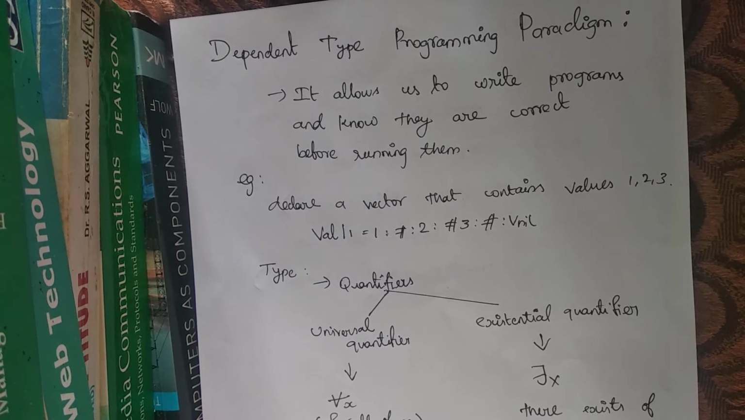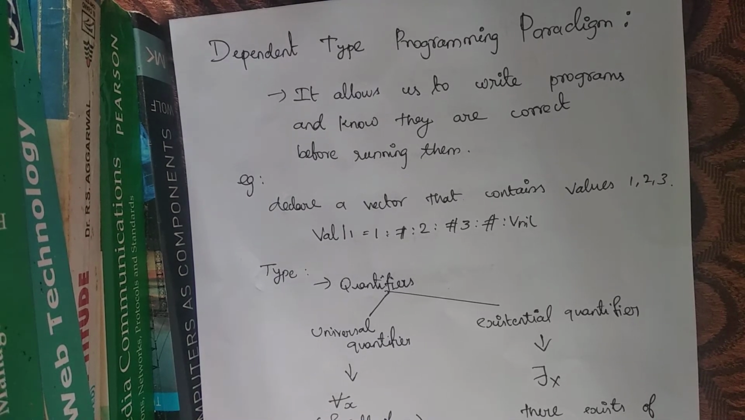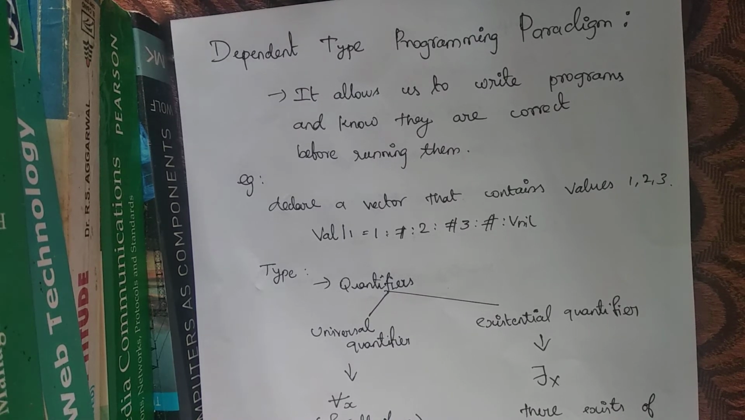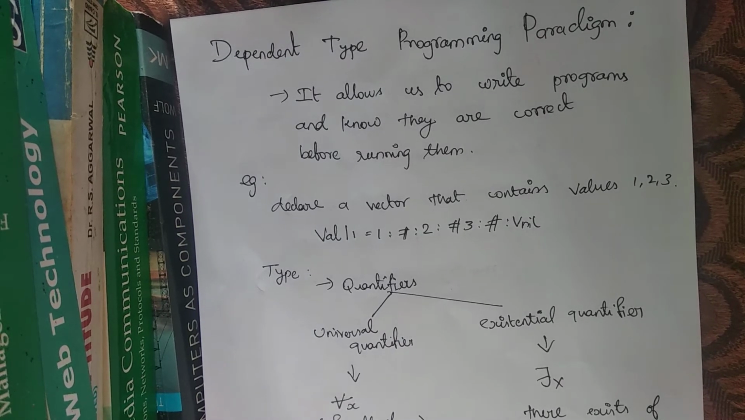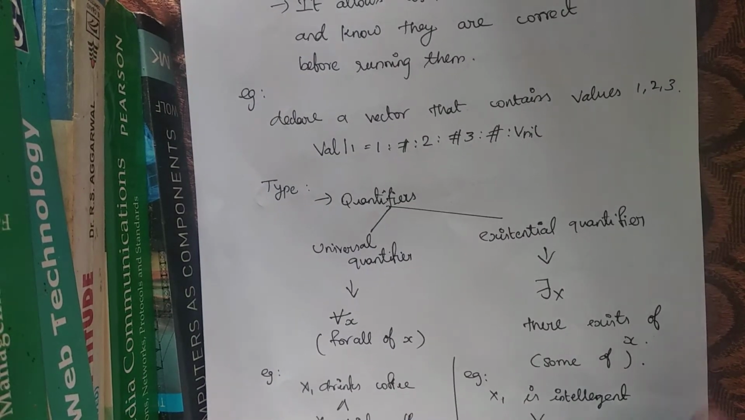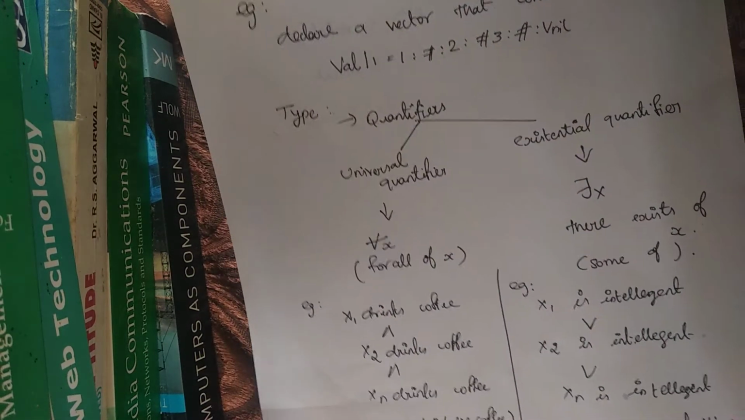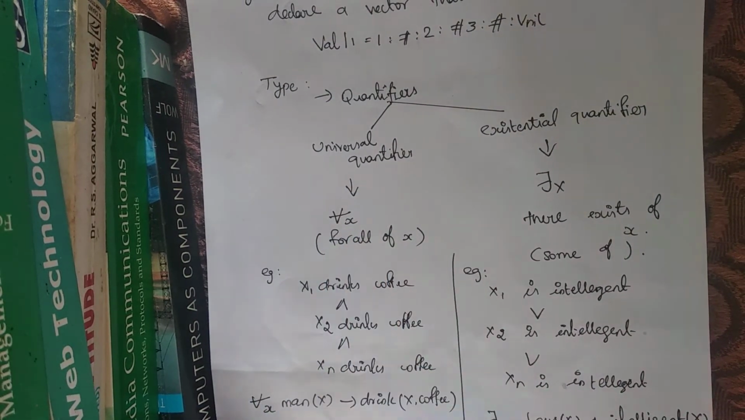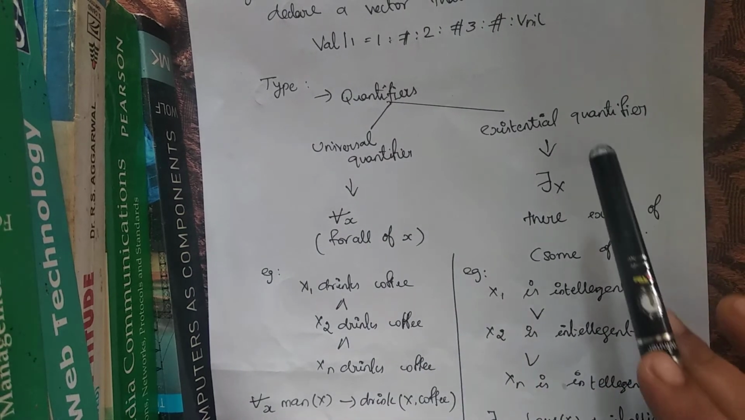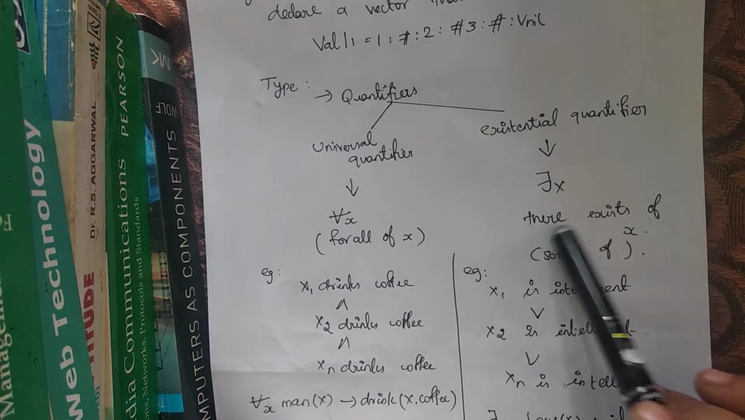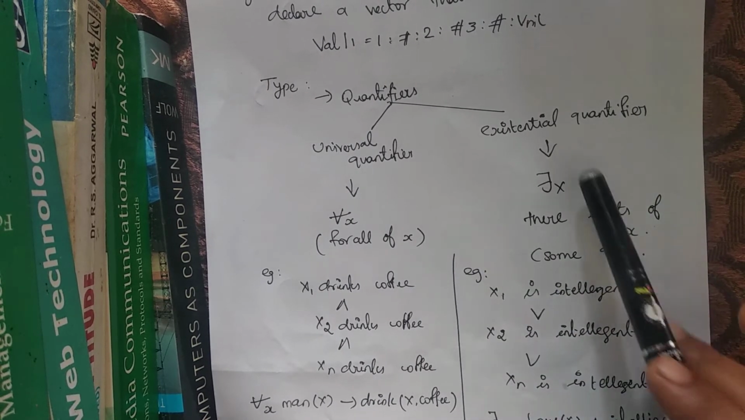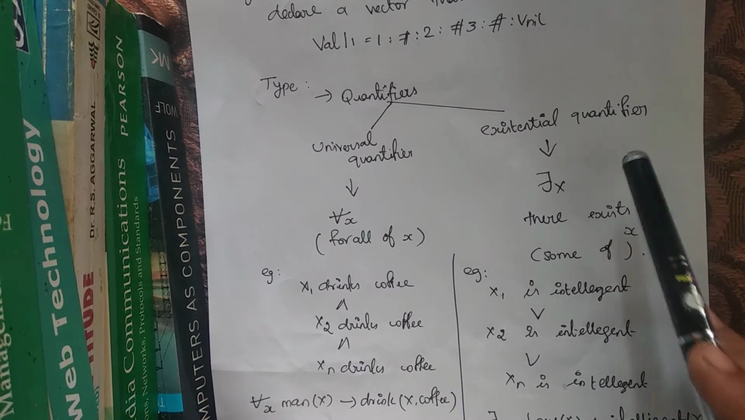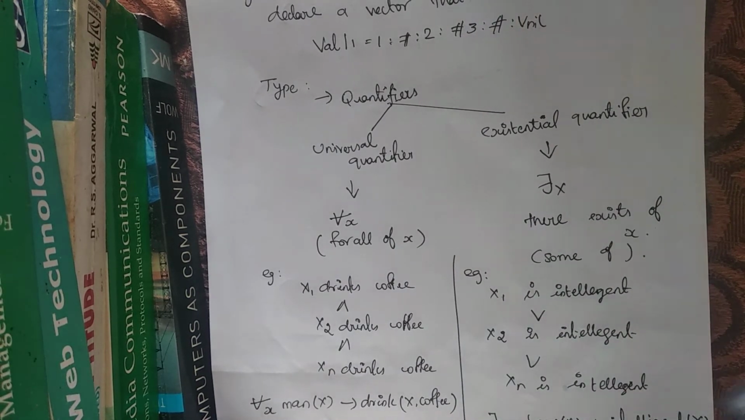So what does type mean here? It is quantifiers. So what are the quantifiers? In the dependent type programming paradigm, we use 2 quantifiers. One is the universal quantifier, and the other is the existential quantifier. For the universal quantifier, we write the symbol for all x. For the existential quantifier, we say there exists x. There exists means that some values of x are applicable for this condition. This is the difference between the universal quantifier and the existential quantifier.